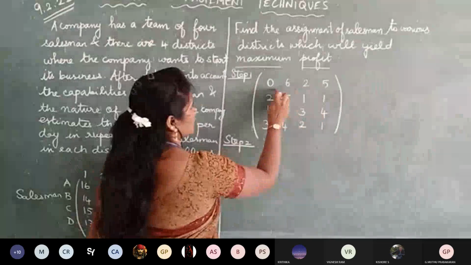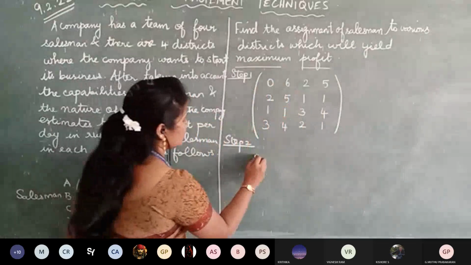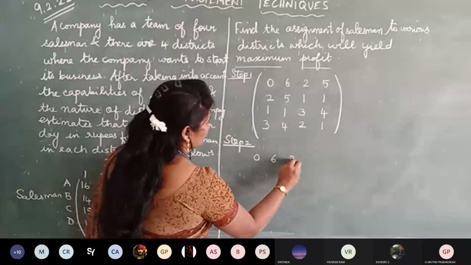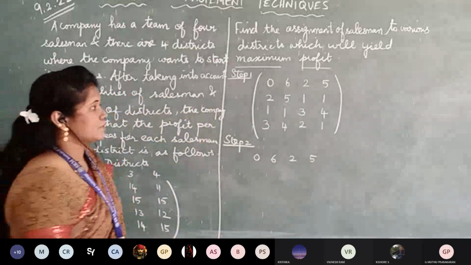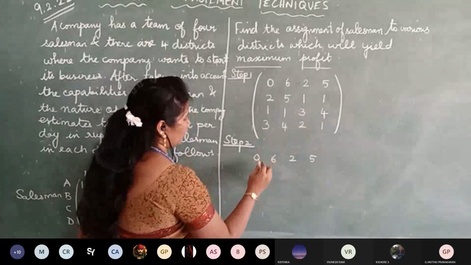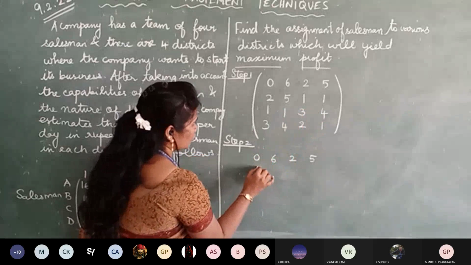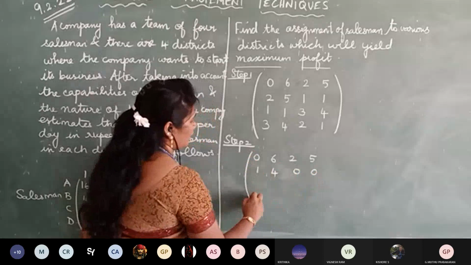For the first row, there's already one allocation. There is a 0. So you will write that value just like that: 0, 6, 2, and 5. Go on to the second row. In the second row, 1 is your least value. So throughout that row, you subtract 1. So you'll have 1, 4, 0, 0.